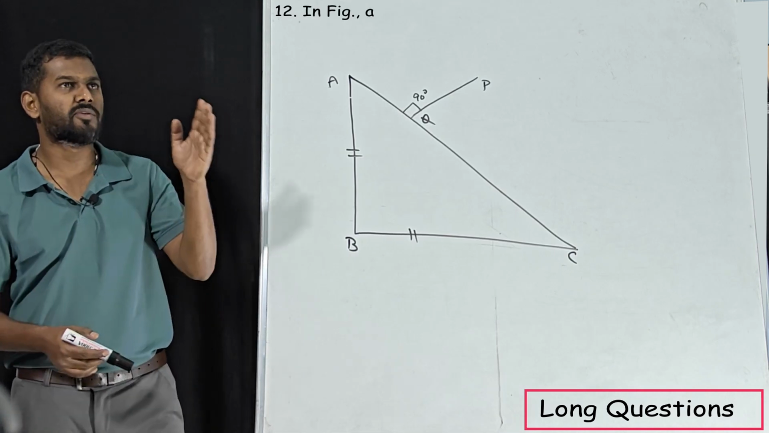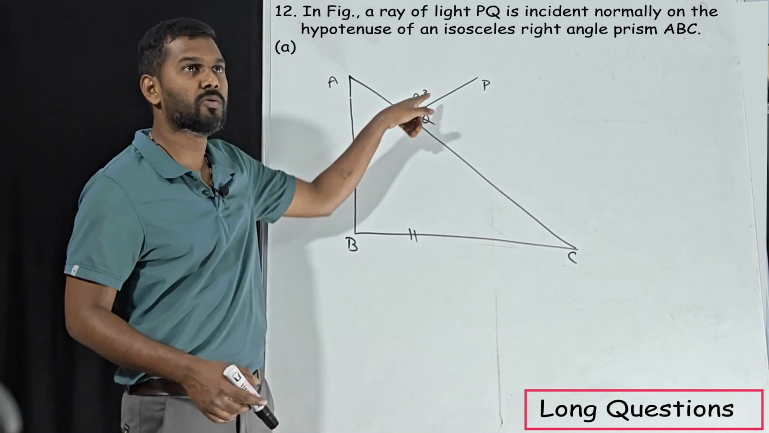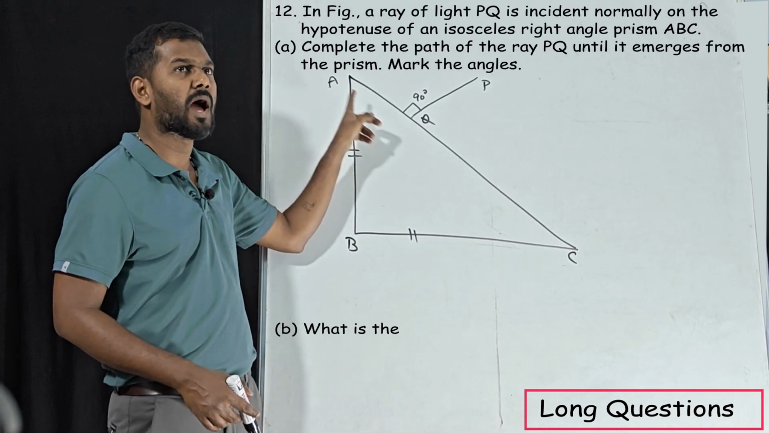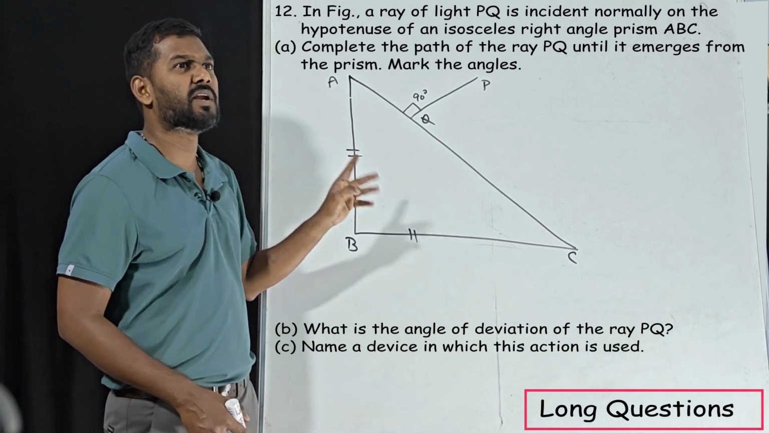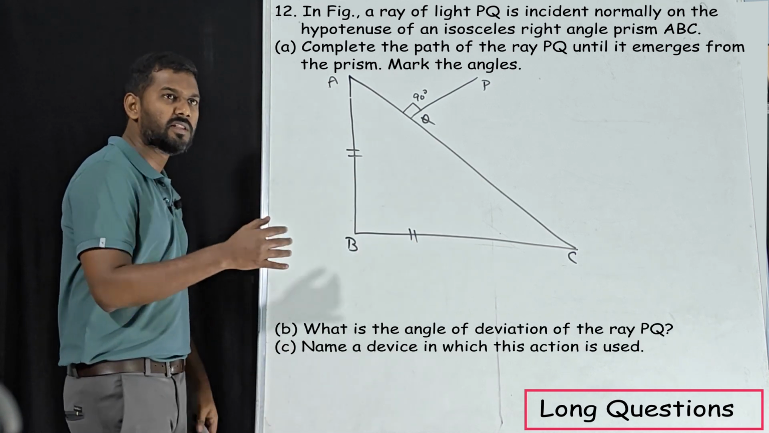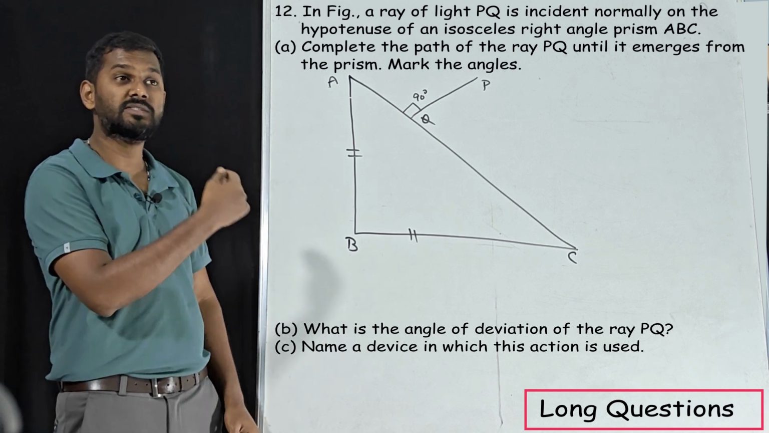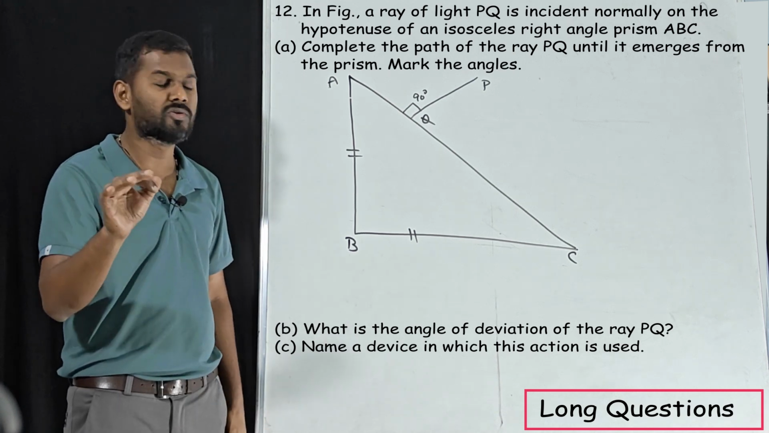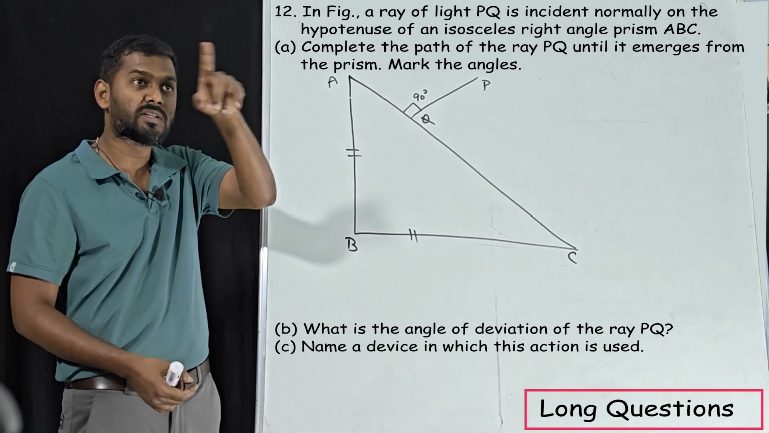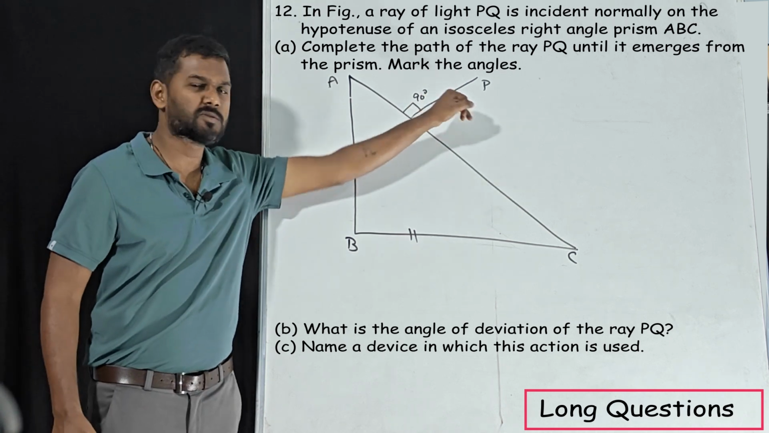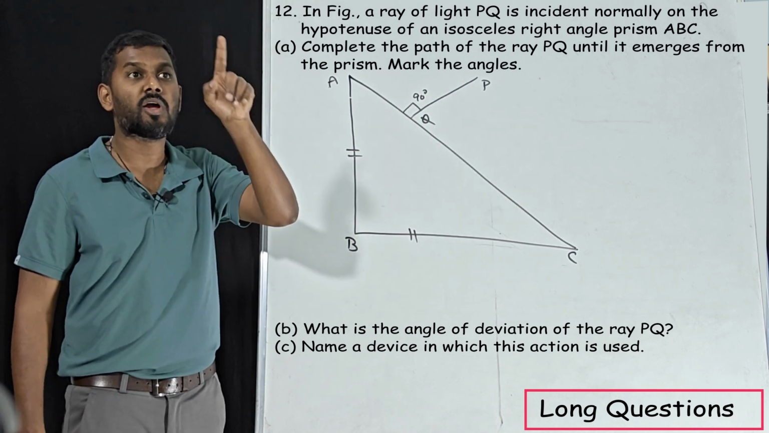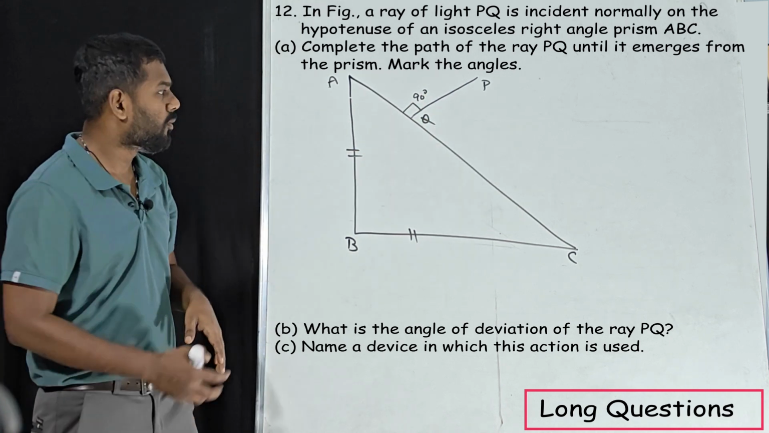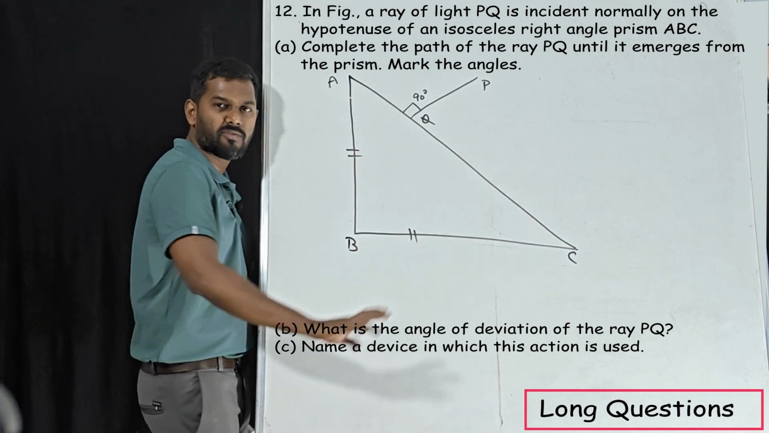Our next question: in the figure, a ray of light PQ is incident normally on the hypotenuse of an isosceles right angle prism ABC. Here in this question they have given the diagram. Even if the diagram is not given, you have to know how to draw it based on the given data. A ray PQ is incident normally on the hypotenuse. This is the hypotenuse of the triangle.